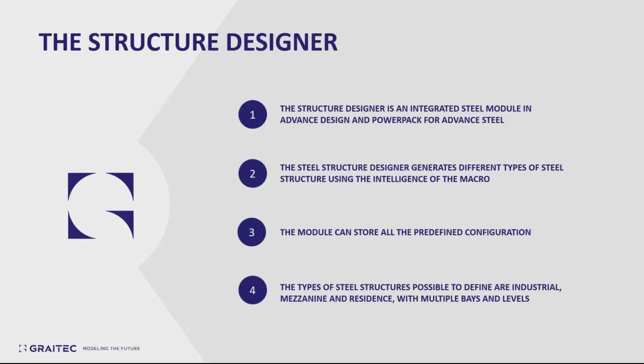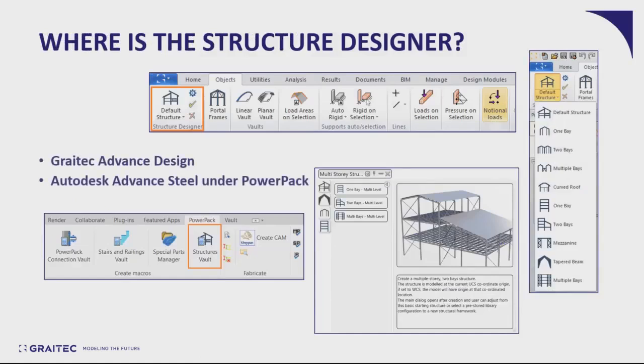So it's highly flexible. Where can we find the structure designer? We can find this in advanced design and in advanced steel under the Power Pack. So if we go in advanced design under the ribbon objects, we will find the first icon is structure designer. And in the structure designer, if we open the drop-down menu, we will see that we have predefined structures that the user can load from the beginning, and then change a little bit.